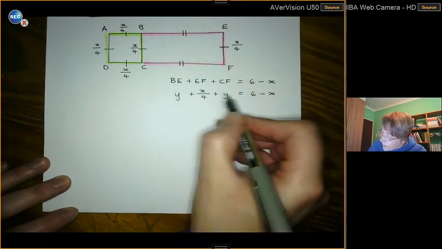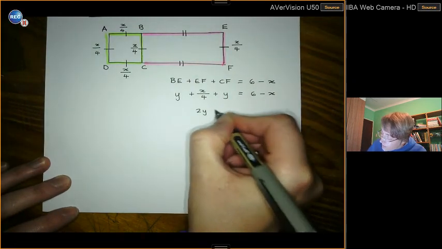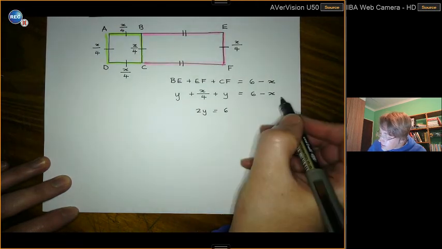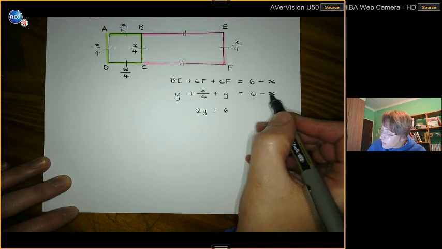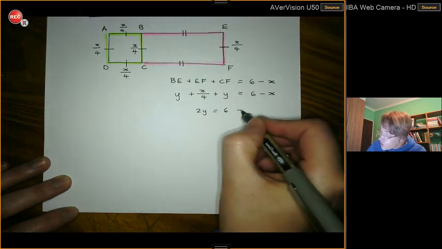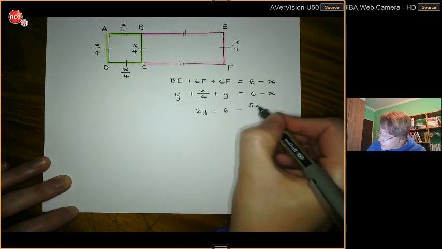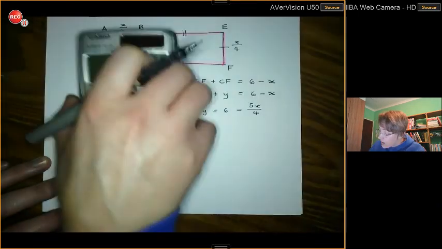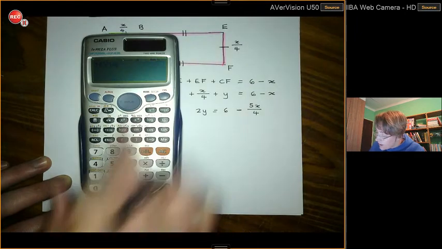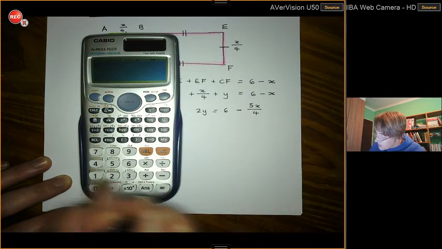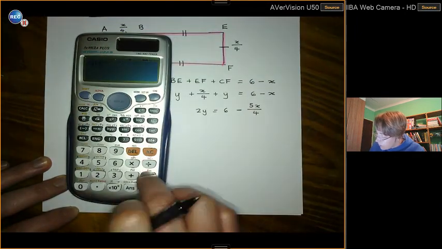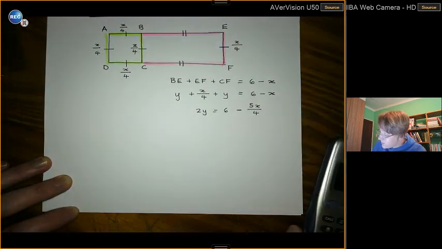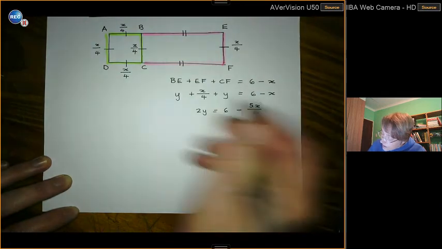So obviously y plus y is equal to 2y. And then this is going to be 6 minus x over 4, which is going to be minus 1 minus a quarter, which is then minus 5x over 4. If you don't know how I got it, you can actually use your calculator, and you can simply say 1 minus 1 over 4 is equal to minus 5 over 4x. And then we need to divide everything by 2.